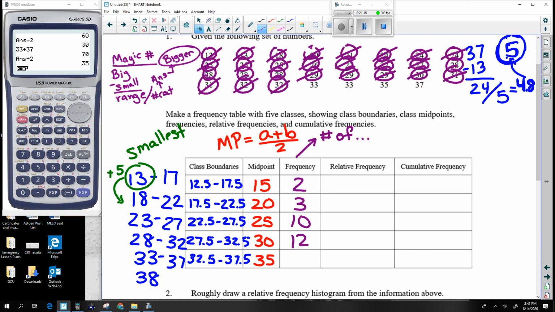Did I miscount that? Let me go 28. Oh, shoot. Sorry. All right, 33 to 37.